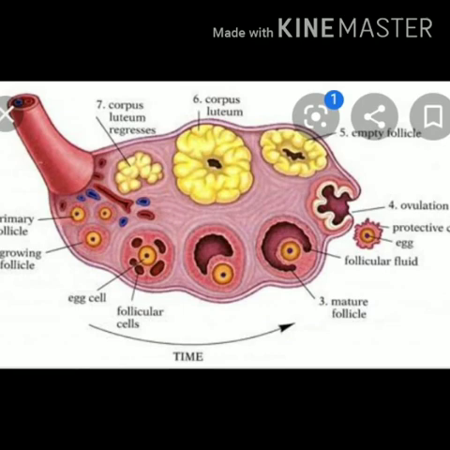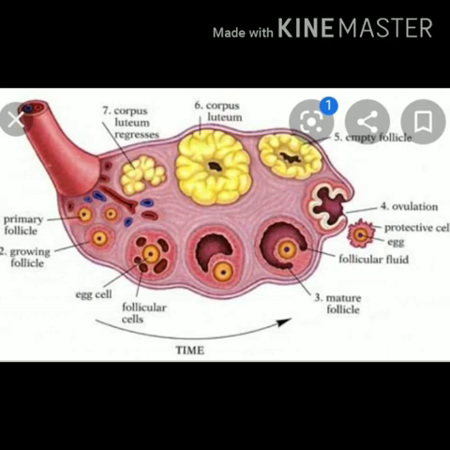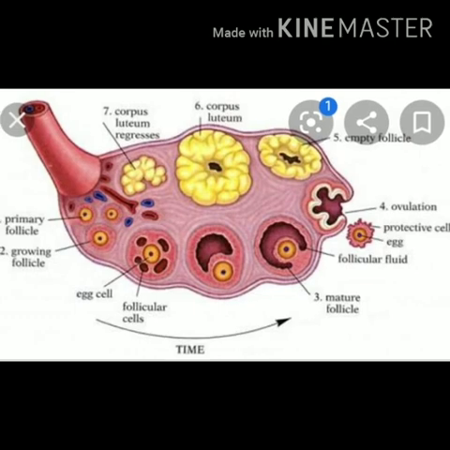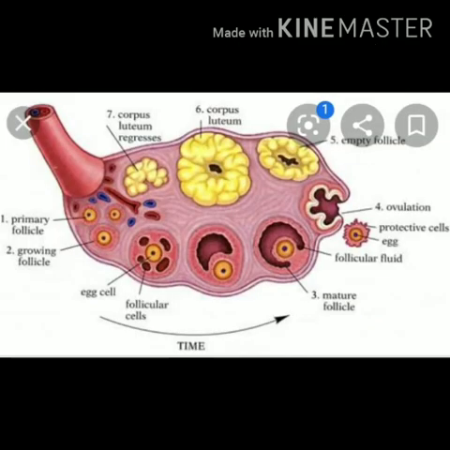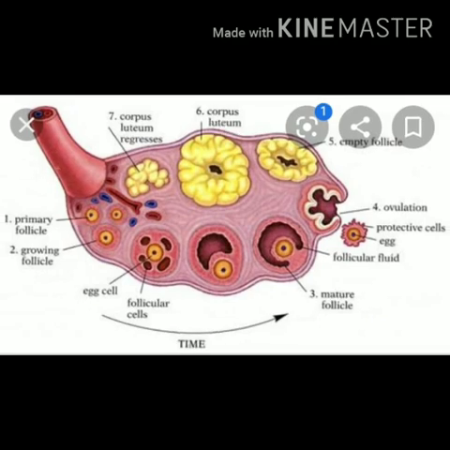What are the functions of the ovaries? The ovary produces mature egg cells or ova by oogenesis. They also produce the female sex hormones, that is estrogen and progesterone. Now, let us describe the process of ovulation with a diagram. The release of the ovum from the ovary by rupturing of the mature Graafian follicle is called ovulation.